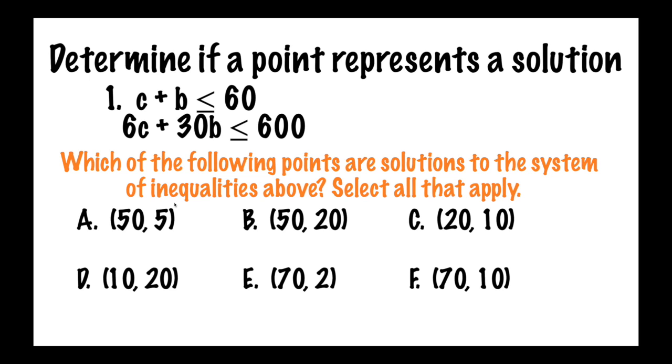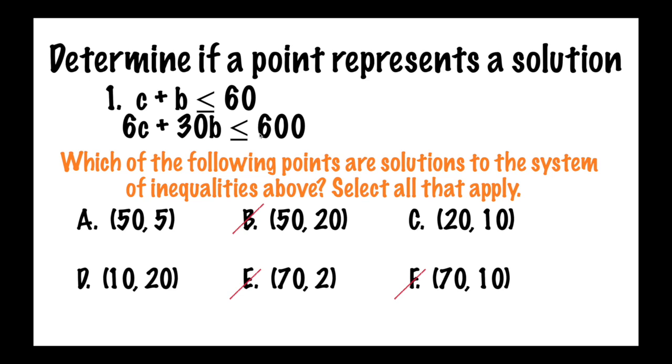So when I go through each of these different options, I've got these two adding up to 55, so that would be okay. For B, these are going to add up to 70. That's not going to work for the first inequality. For C, 20 and 10 add up to be less than 60, so that one's okay. For D, that one will work. And then for both E and then F, those are going to be too big. They're going to exceed 60.